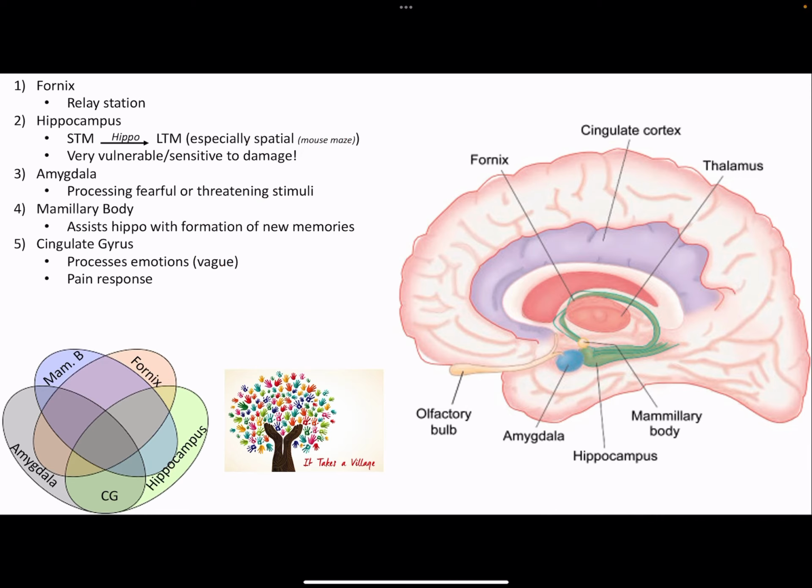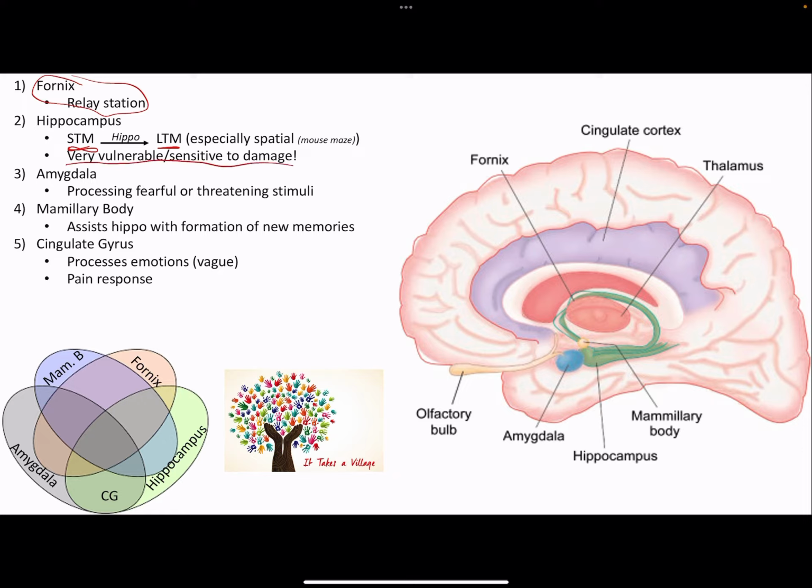And the fornix is a relay station, which may or may not mean that we just don't really know what it does, or maybe I just don't know what it does, but relay station. Let's just keep it simple. Hippocampus, really important for taking short-term memories and converting them to long-term memories, especially like spatial memories. So if you think of like a mouse trying to get through a maze, and it's been at it for like weeks and weeks and weeks, and it's just getting better at memorizing parts of the maze, or if you go to a new city and you get used to walking around, that's spatial memory.